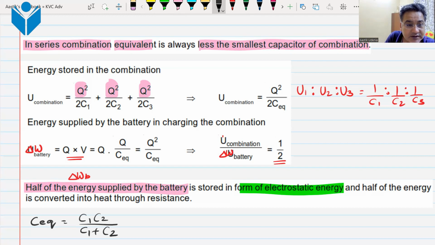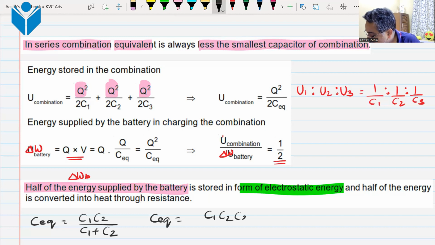So I'll give you 2 minutes to note this down. Let me tell you one more thing. If you have three capacitors in series, then you can use this formula: C1 C2 C3 divided by C1 C2 plus C2 C3 plus C1 C3.